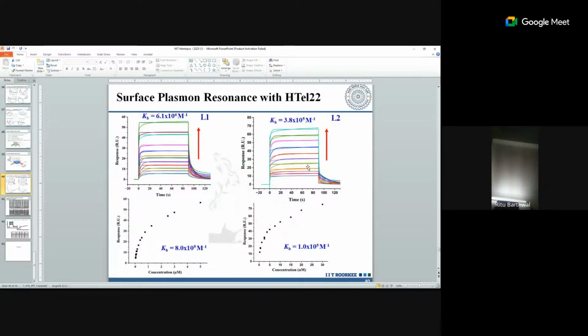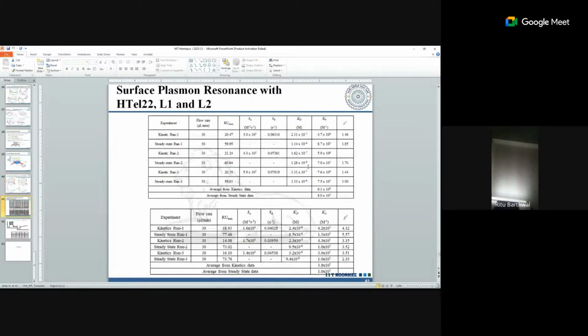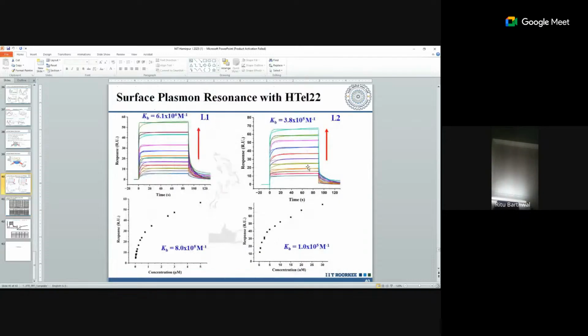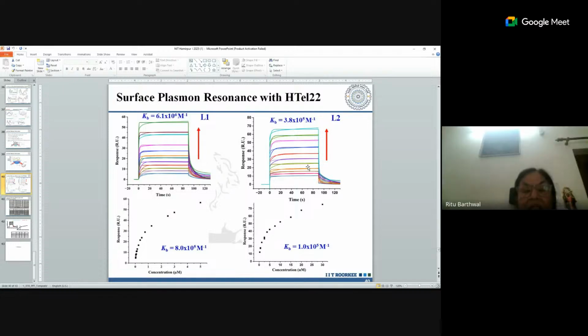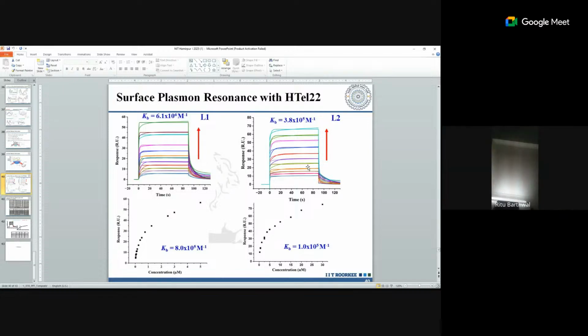Here. This is the surface plasma, sorry. Slide number 40 and 41, these are the last slides, in fact. So this is what you can see. With H1222, we have added L1 and L2. So what's happening? Actually, first DNA is fixed on the slide, on the gold thin film.